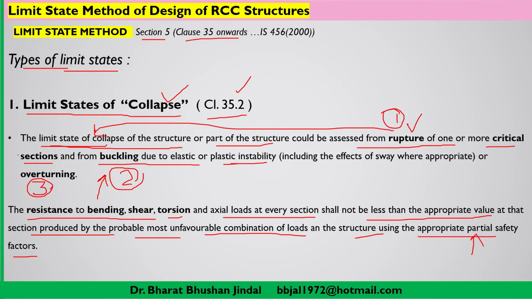So limit state of collapse means we will be designing a structure so that it can resist the bending, shear, and torsion at any section due to any adverse combination of loads. So our structure will never fail, because we are treating it before any type of failure is possible.